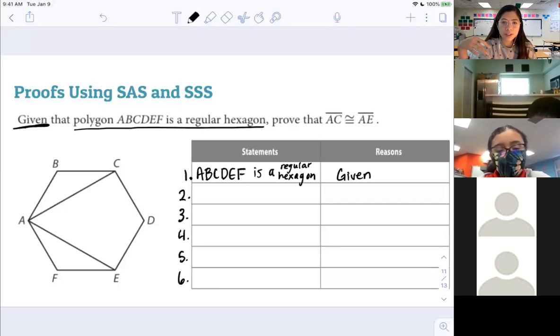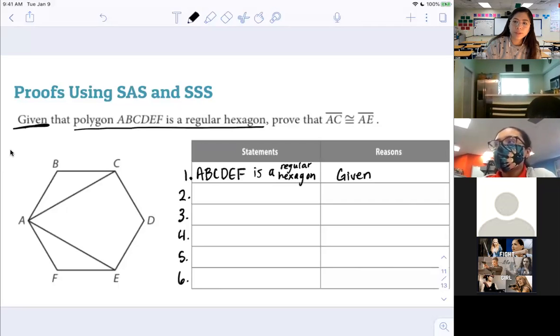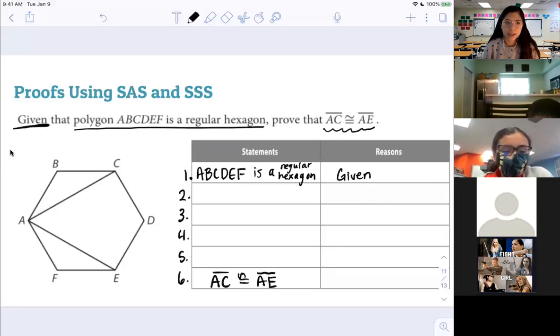All right, so I have my first thing. I can also fill in my last statement. And Janelle, do you want to give us that one? What's the last statement? AC is congruent to AE. Good. And we don't have a reason yet because we're going to have to get to that reason. But for now, we can at least write that part down.